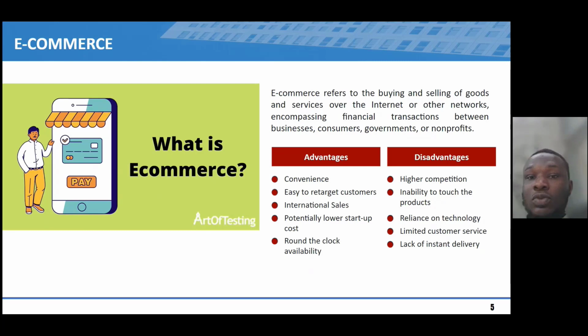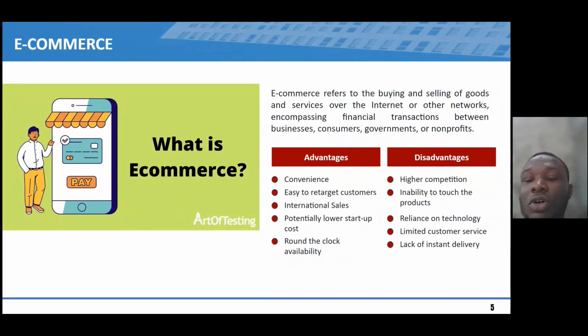One would do morning, one would do afternoon, and one would do night, just to ensure that the company is always active when it comes to customers' needs and also attending to customers' complaints. Now let's talk about the disadvantages of e-commerce.